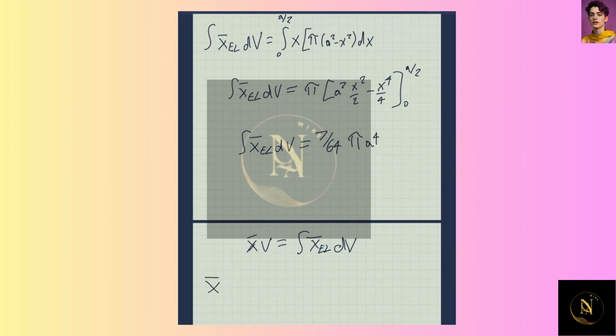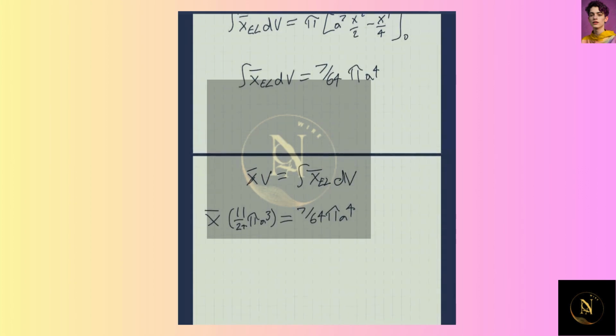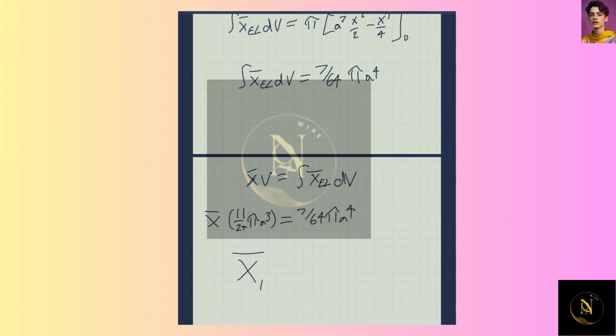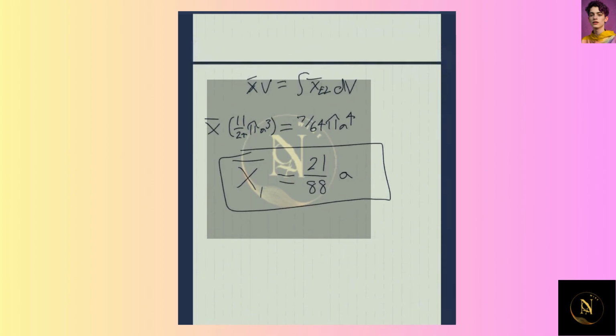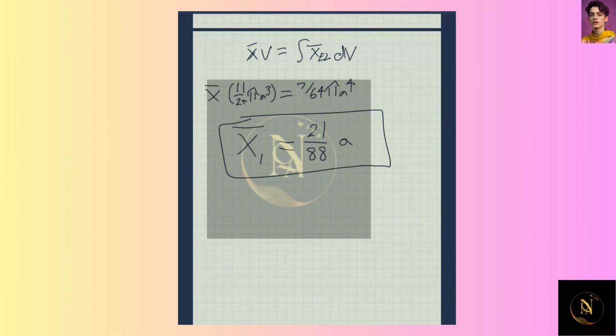So going back to this equation, we found the volume, which we can plug in now as 11 over 24 pi a cubed, and set it equal to the right side of the equation, which we solve for as 7 over 64 pi a to the 4th. And we get that the centroid of component 1 is equal to 21 over 88 times a, the length of the height of the hemisphere, or length, depending on which way you look at it.